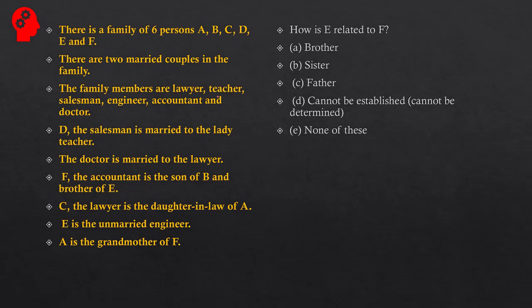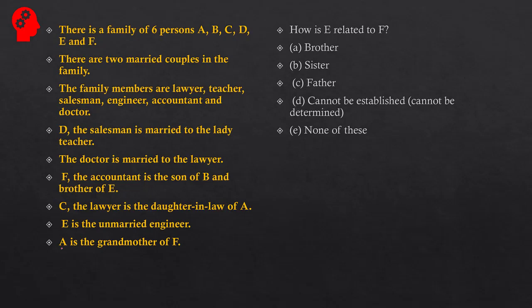Another set of family tree, but here apart from the relationships, we have also been given their profession, the profession of the family members. Okay. So we can see there is a family of 6 persons, A, B, C, D, E and F. There are 2 married couples in the family. The family members are lawyer, teacher, salesman, engineer, accountant and doctor. So their profession, 6 different professions are already been defined to us. So now we'll plot the family tree for this.